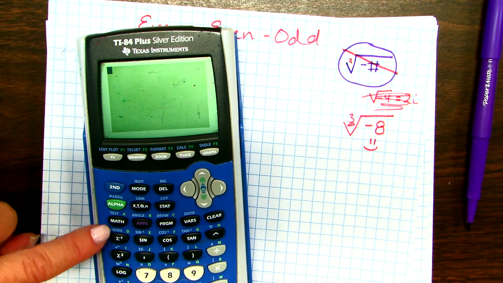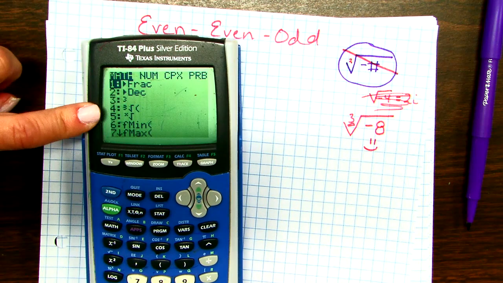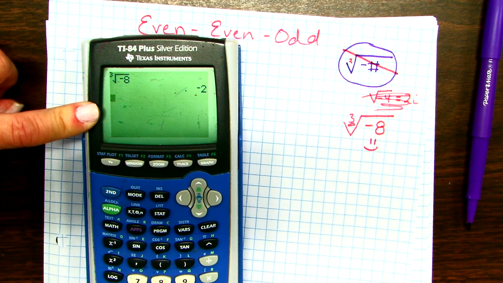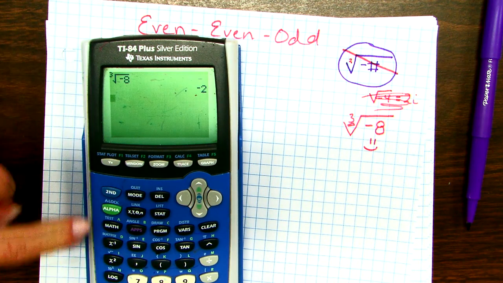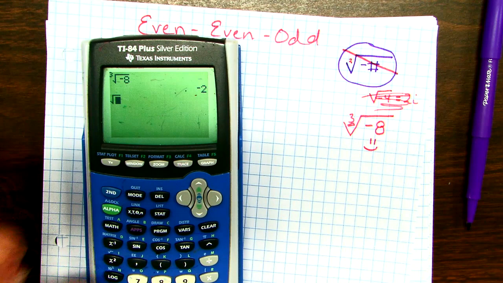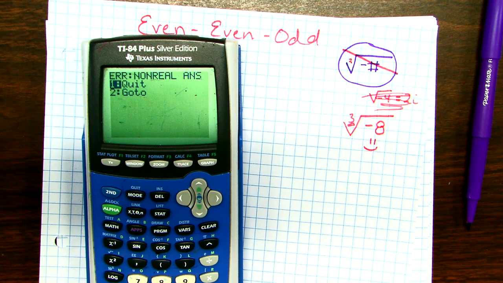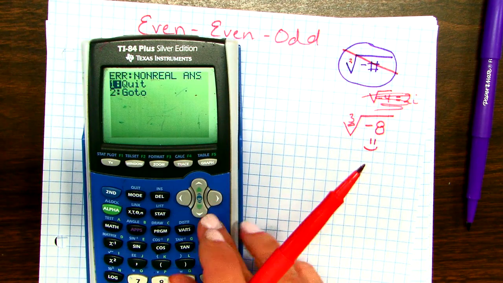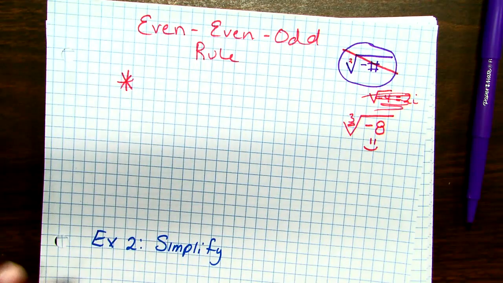If I do math, and then number 4 is my cube root, and I put -8 in there, I get -2. Watch if I try to put the square root of -8. It's going to give me an error. It says non-real answer, meaning it's imaginary. So when in doubt, try something in your calculator to see.